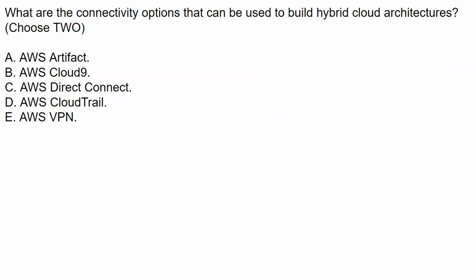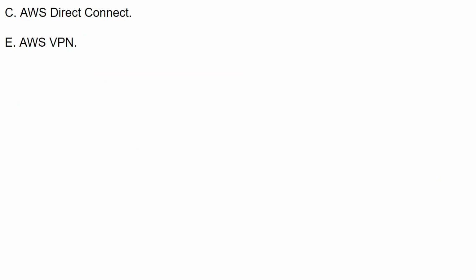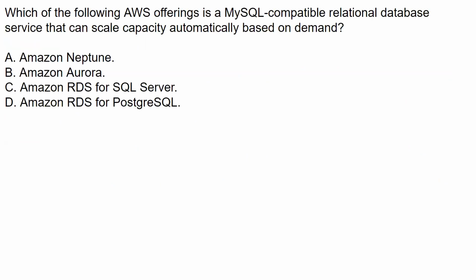Okay. What are the two connectivity options that can be used to build hybrid cloud architectures? Artifact, Cloud9, Direct Connect, CloudTrail, VPN. Direct Connect, VPN.